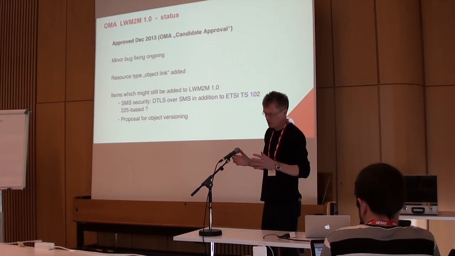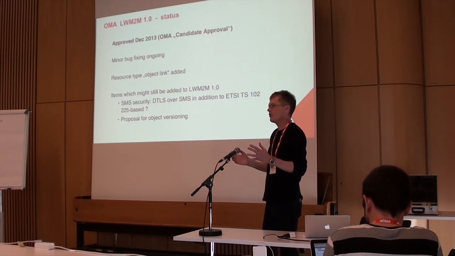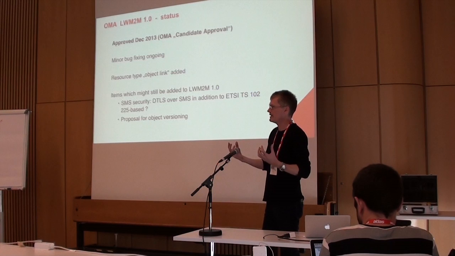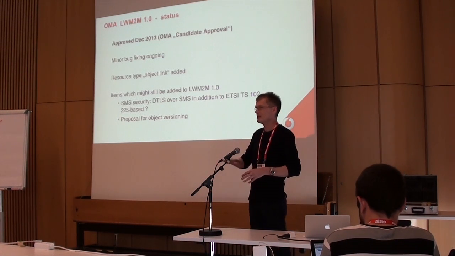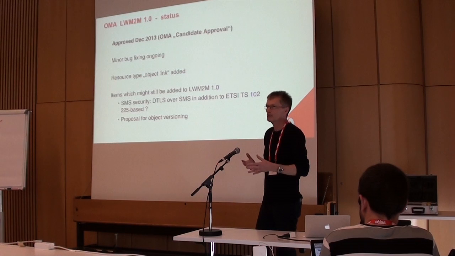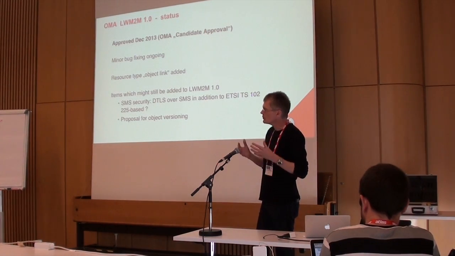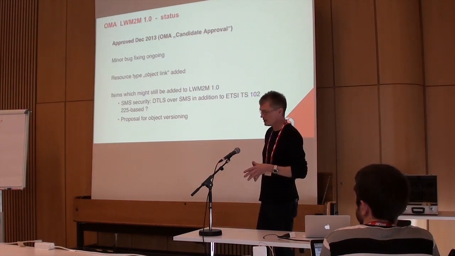And we have added a resource type object link recently. This allows you to link objects together. So you can have an object which has a resource which leads to another object, which allows you to enable a bit more complex data structure. So far the data structure was only flat, and now you can have slightly more structure. This is used in the new connectivity management object, which I will explain later on.